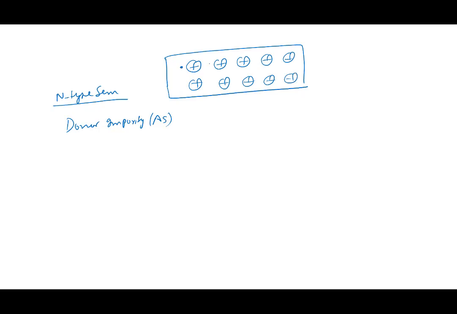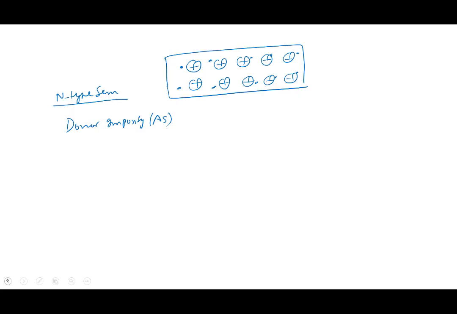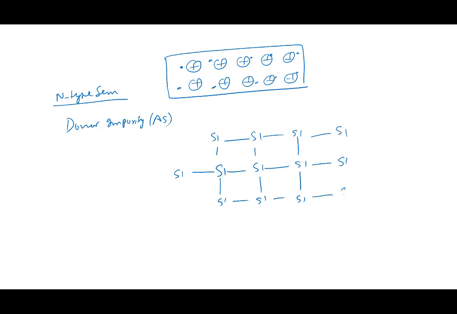Each arsenic donated an electron, here, here, here, here, right? That's the picture that we have. The N-type semiconductor has a silicon lattice, of course. We denote the silicon lattice like this: each silicon is bonded to 4 silicon atoms, an infinite lattice. Somewhere we have taken one silicon out and put an arsenic.